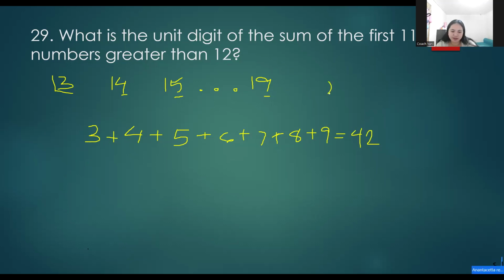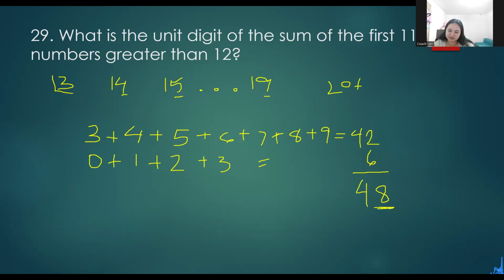You have 20 to 23, right? So 20 plus 21 plus 22. So you need to add those again. 1, 2, 3. And how much is that? 6. 6, right? So you need to add 42 and 6. How much is that? 48. So what's the unit digit of the sum? 8. 8. Correct.